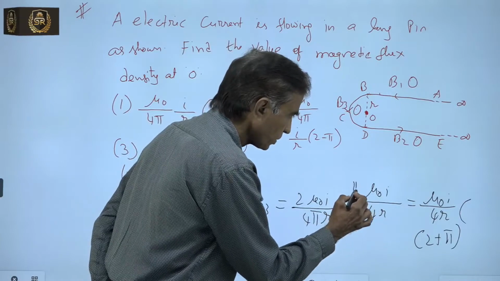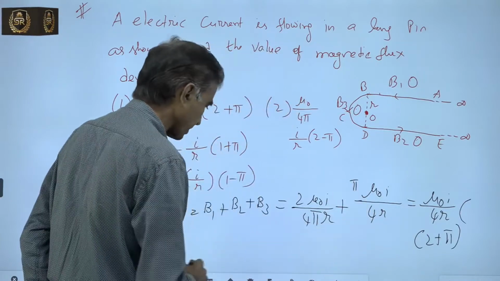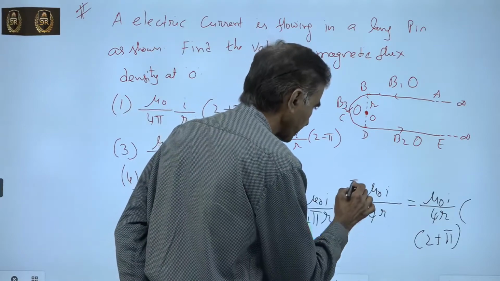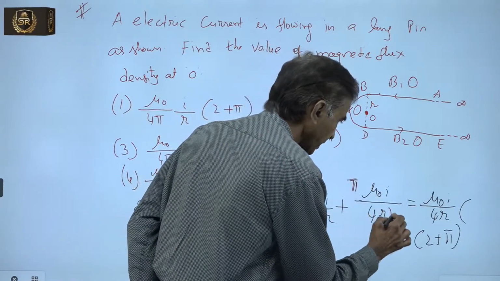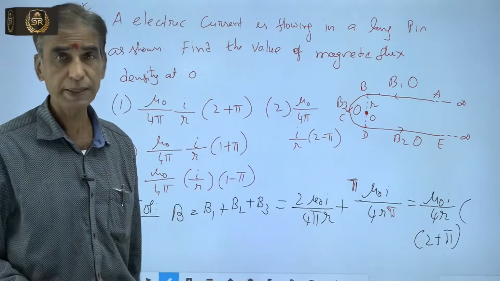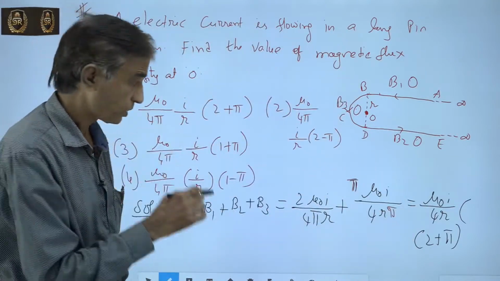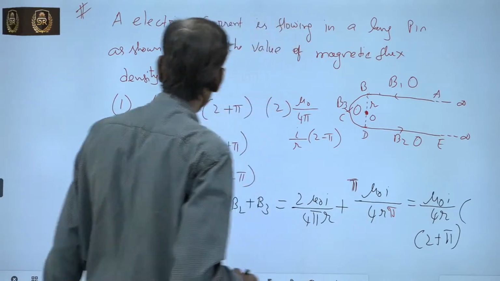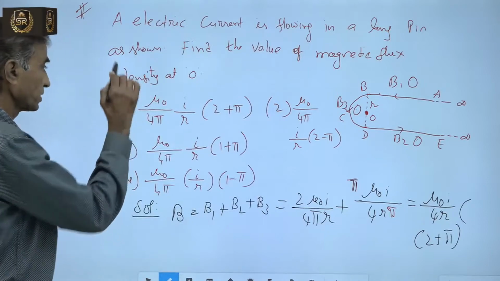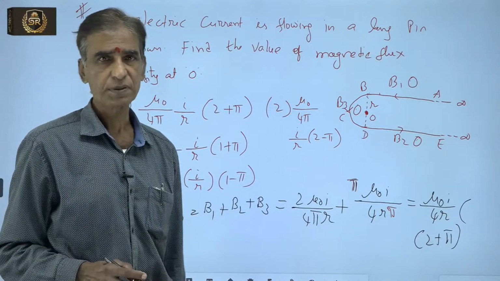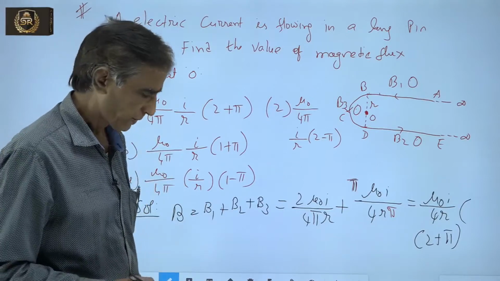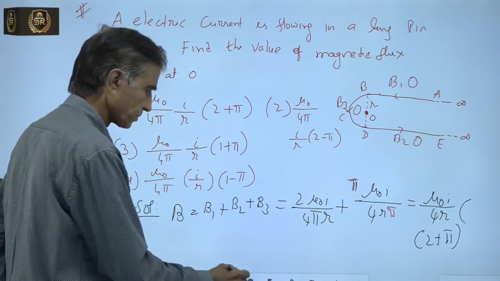Because no pi is there, we multiply by pi and divide by pi, taking pi common. Therefore, our final answer is mu naught I by 4R into 2 plus pi. So first answer is correct. Option 1 is correct. That is the way to do this. Next, let us go to the next model.